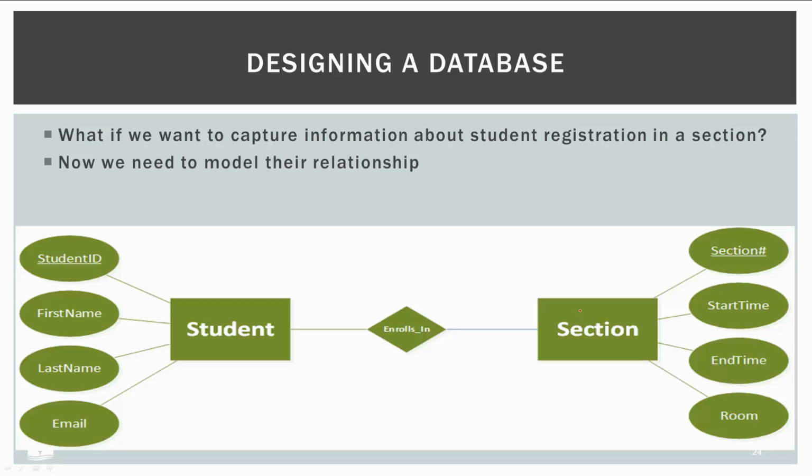Okay, so in this diagram we have two entities, student and section. Each of them has 4 attributes. One of those attributes on each of them is an identifier, and they have a relationship with one another. Okay, that's called enrolls in.